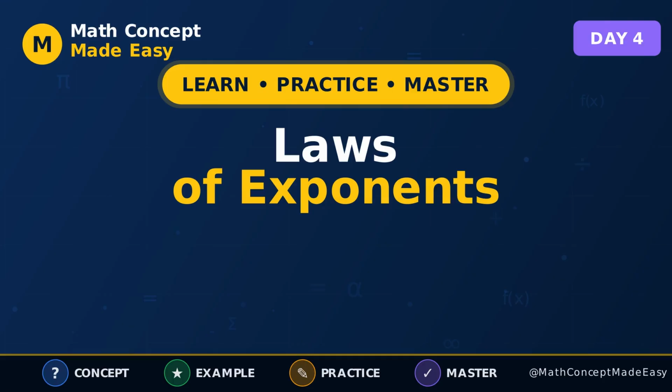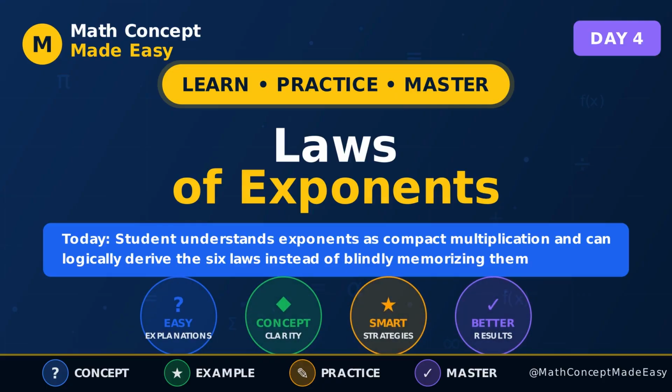Before we start, a quick recap. In our last lesson, day 3, we studied decimal expansions, terminating and non-terminating recurring decimals. If any of that feels unclear, pause here and re-watch day 3 first, because today builds directly on it. By the end of this lesson, student understands exponents as compact multiplication and can logically derive the 6 laws instead of blindly memorizing them. Grab a notebook, get comfortable, and let us begin.